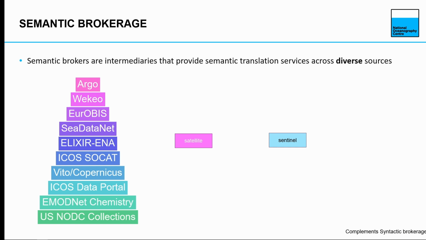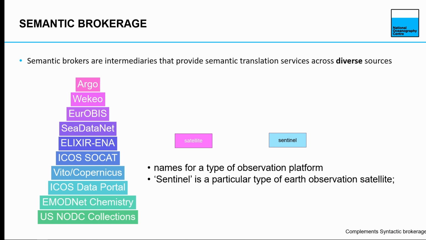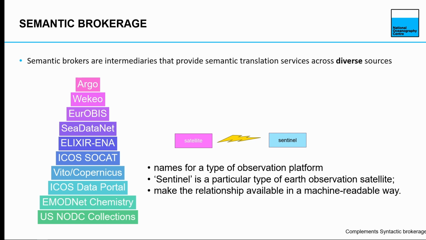An example of that is that when a metadata record or a data set contains the term satellite, and another one, Sentinel, the semantic broker needs to establish that these are both names for a type of an observation platform. Next, we have to understand that Sentinel is a particular type of an Earth observation satellite, and then create the relationship between the two and make it available in a machine-readable way.